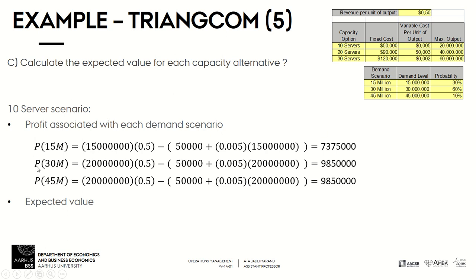Let's move to the next demand scenario, the second demand scenario with a demand equal to 30 millions. Here, to calculate the revenue, we will multiply 0.5, which is the unit revenue, by 20 millions. But why 20 millions?